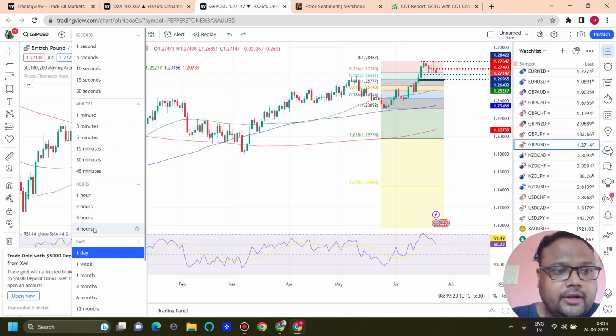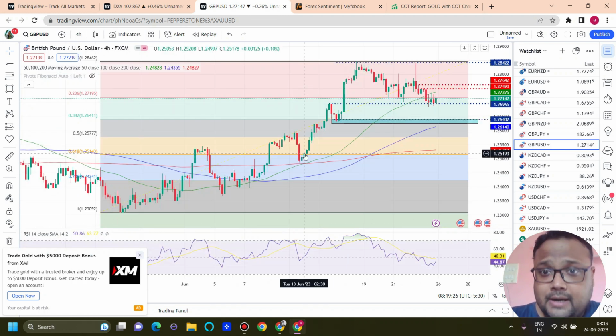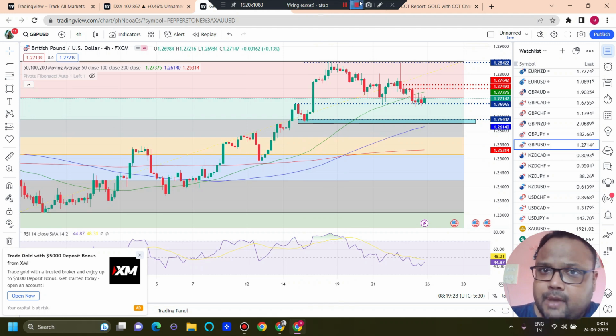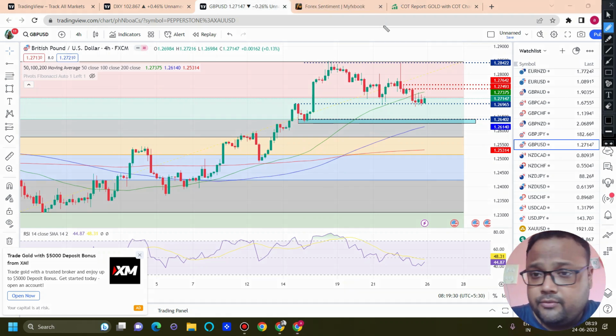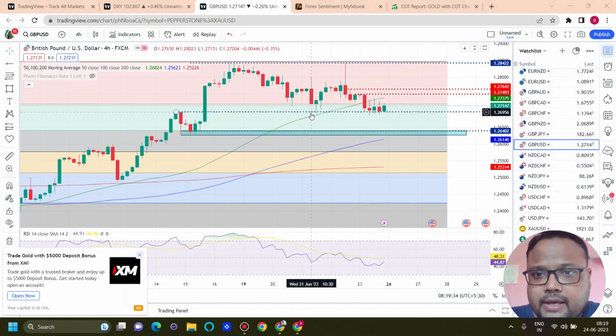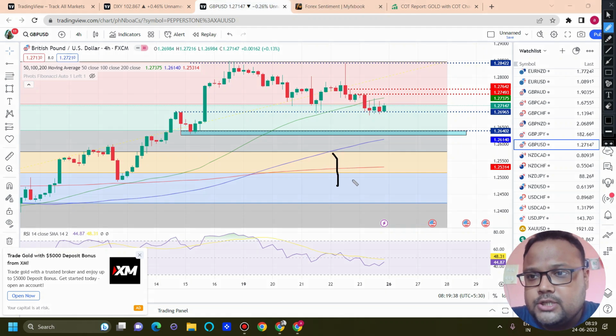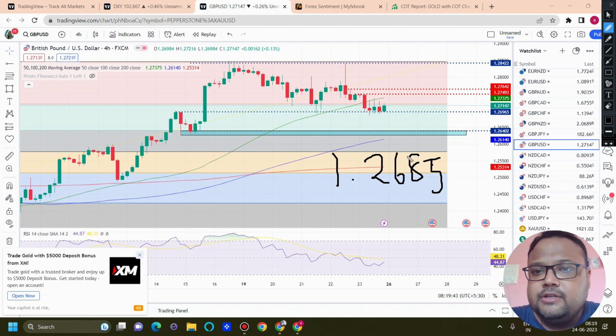So let's discuss the trading opportunities for Monday and Tuesday. First of all, the market opening will be very important for GBPUSD. As we can see, GBPUSD is taking support around this area here. So if GBPUSD breaks 1.2685, then there's a good chance that the sellers will try to push the market down, and you can look for a sell position.